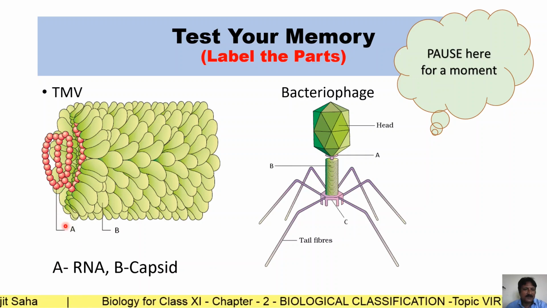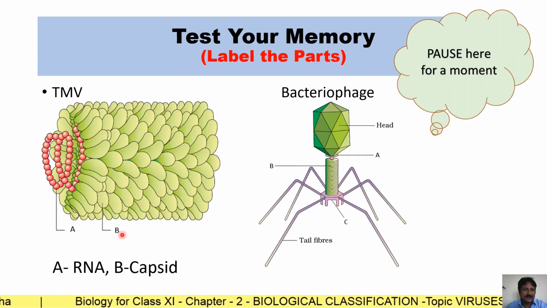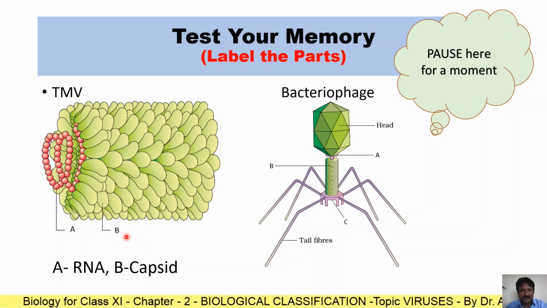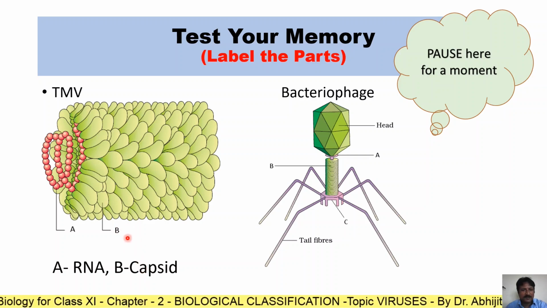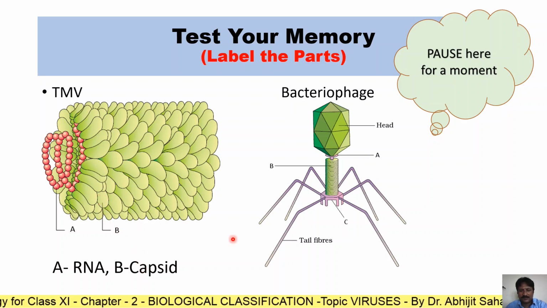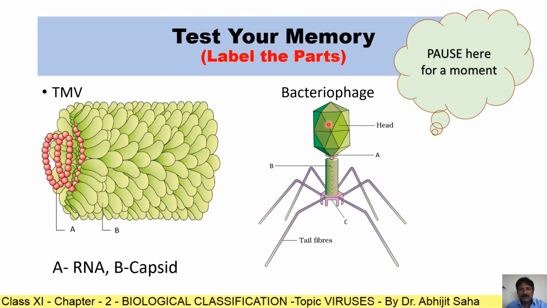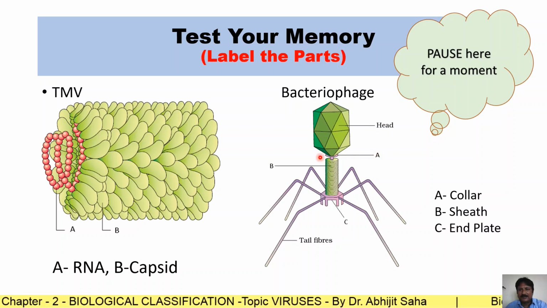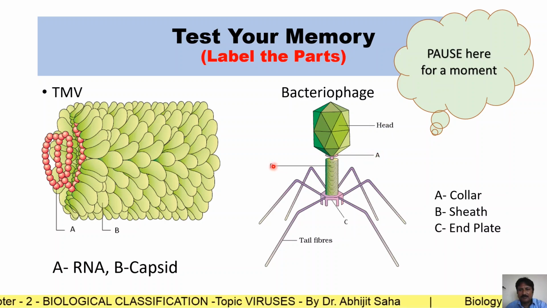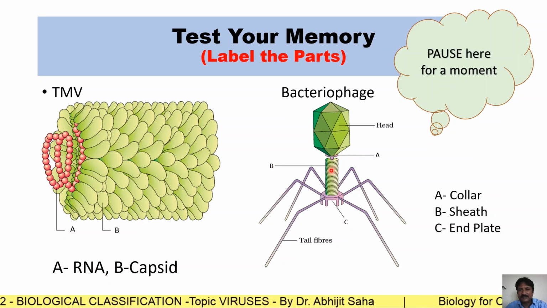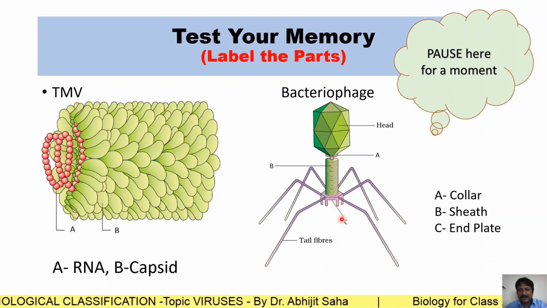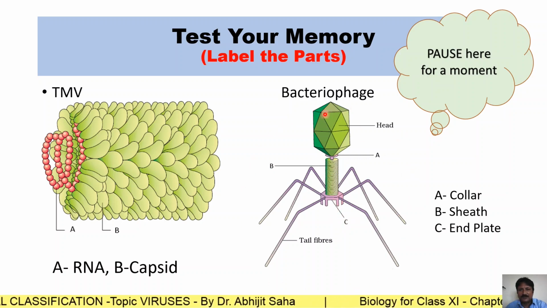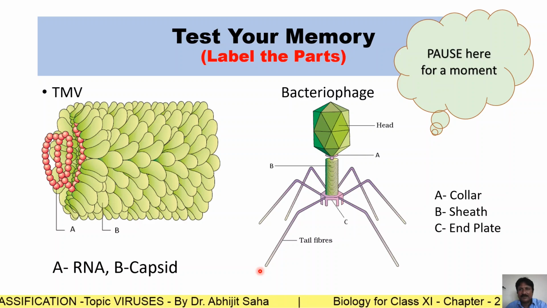This part is called RNA and this part is capsid. If you have written capsomer, still it is right, because the capsid is made of small units called capsomers. Now let us see this part, bacteriophage. A is the collar, B is the sheath or contractile sheath, and C is the end plate. So you have been successful in labeling the parts. Thank you very much.